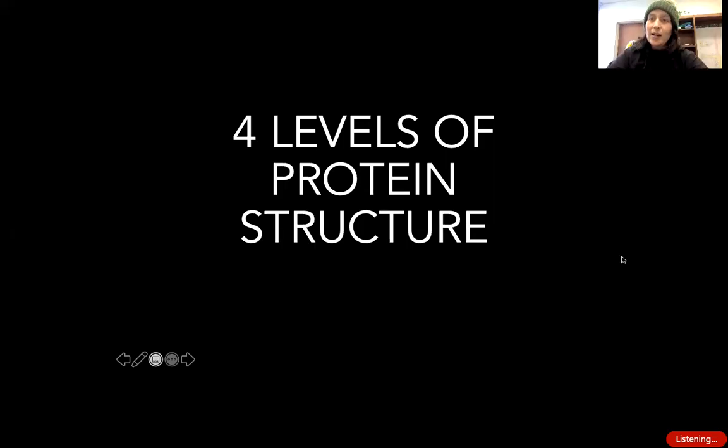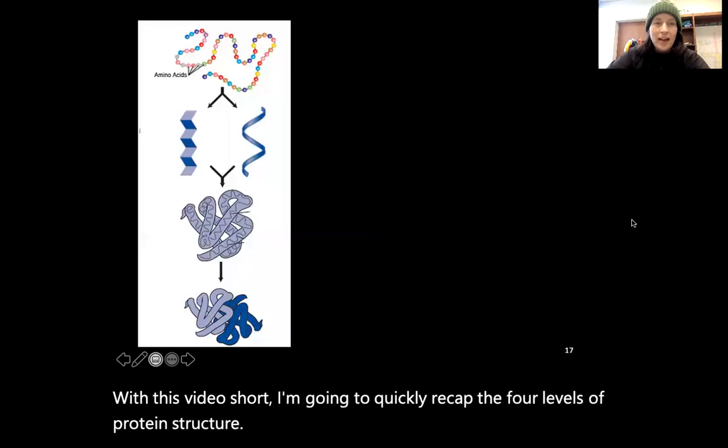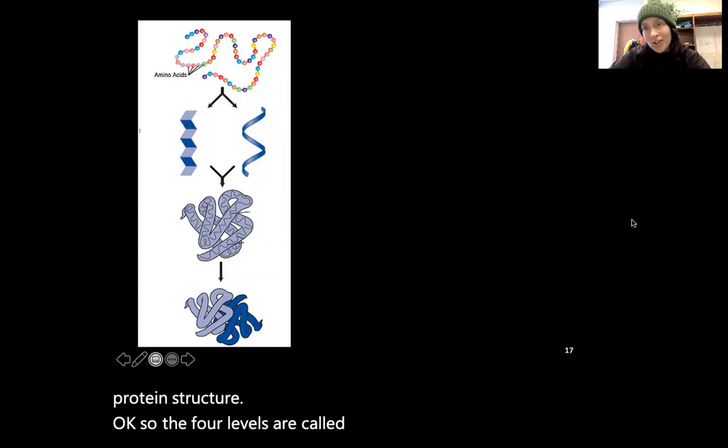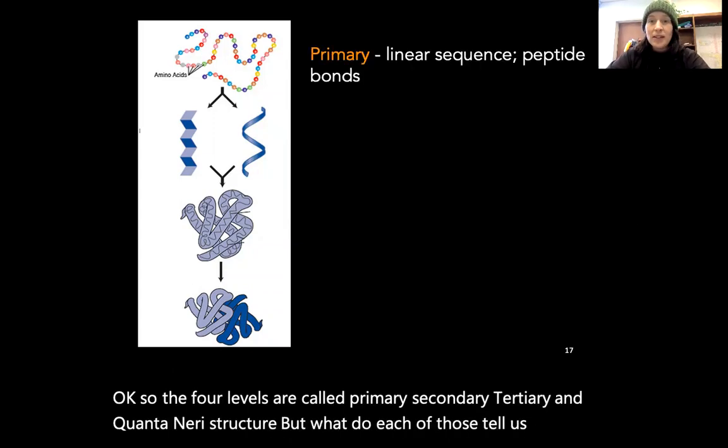With this video short, I'm going to quickly recap the 4 levels of protein structure. Okay, so the 4 levels are called primary, secondary, tertiary, and quaternary structure. But what do each of those tell us about the protein?